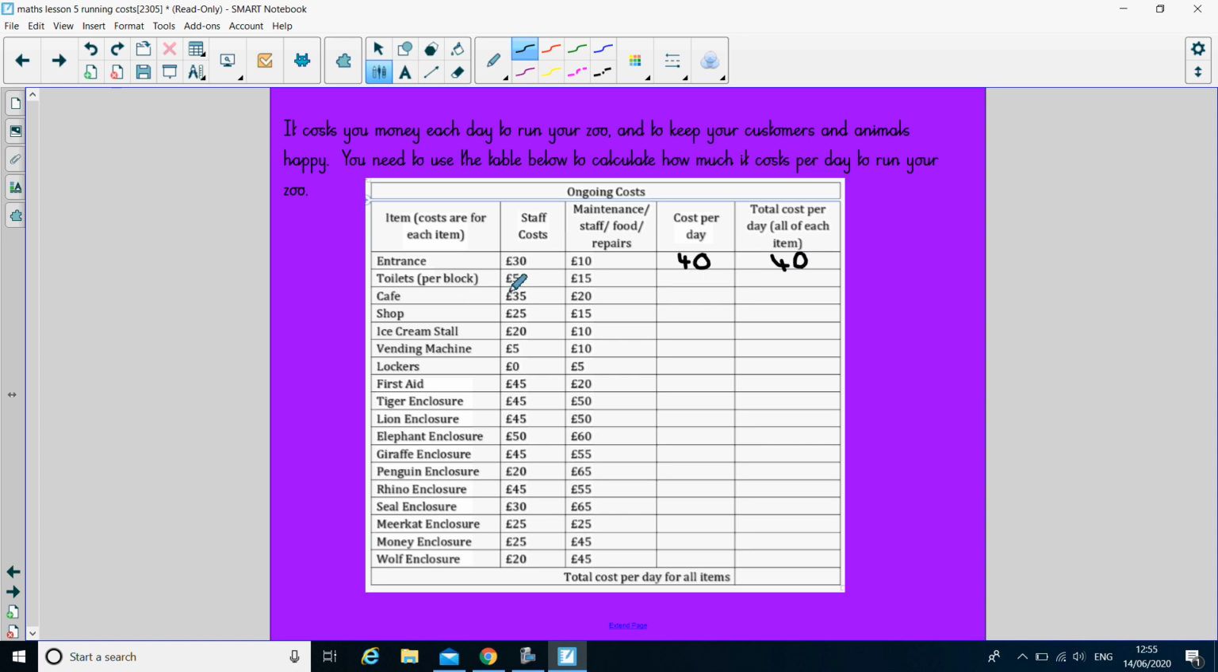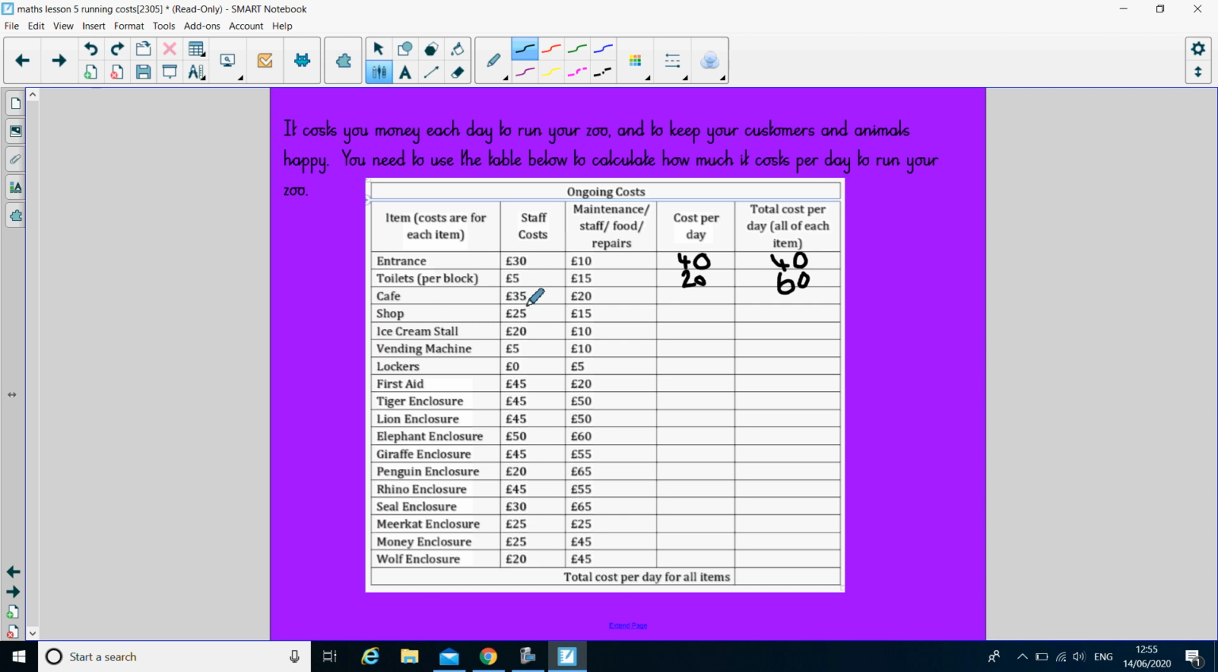Toilets then. The staffing costs of toilets are £5 per day and the maintenance costs are £15. So we have to do 5 add 15, which is £20 per day for a toilet block. And then you need to think about how many toilet blocks you had in your zoo. So go back and have a look at your map from yesterday and see how many you put on there. I know that I put 3 toilet blocks on mine, so I will need to pay this £20 3 times. So 3 times £20, my toilets are going to cost me £60 per day to run because I've got 3 of them.